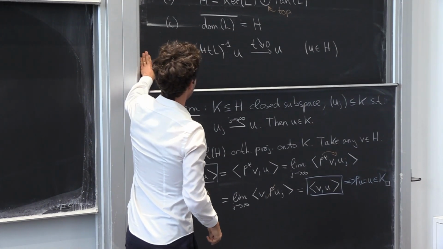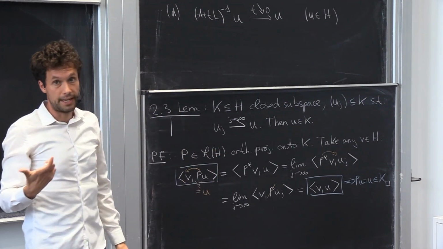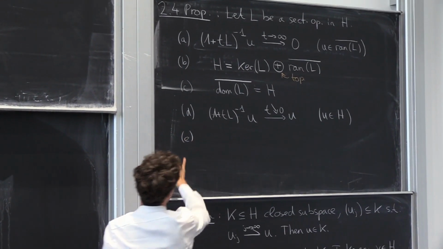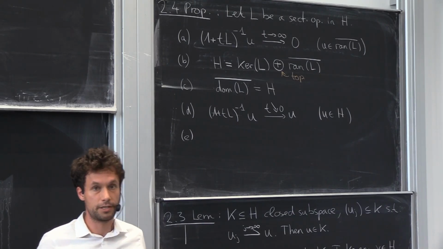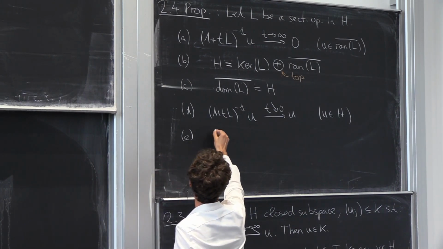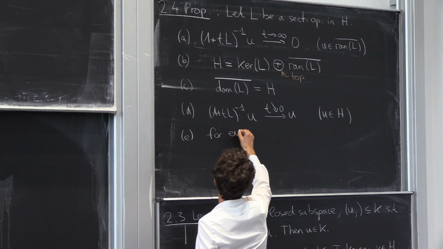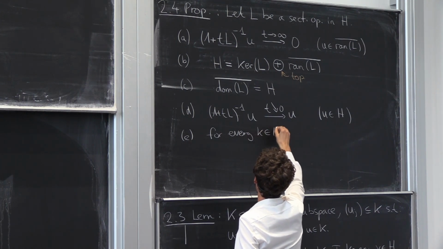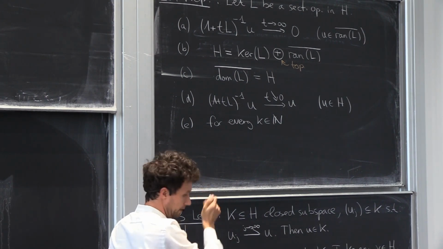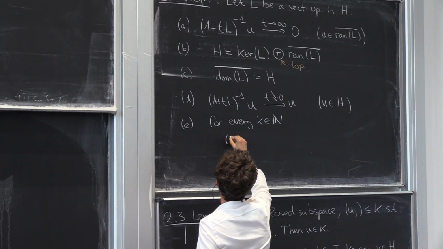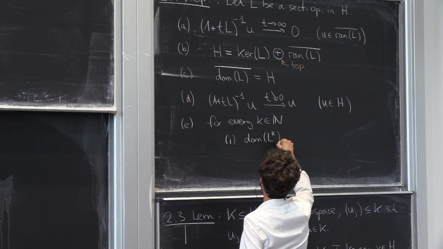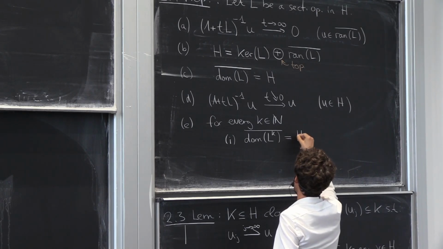Now these things talk about kernel, range, and domain of the operator L. You can somehow bootstrap these arguments and also talk about the domains, ranges, and so on of higher powers of L. This is something that's going to be an exercise for you. But I'm going to write down the statement here. So every natural number k in N, in analogy with part C, you also have that the domain of L to the k is dense.